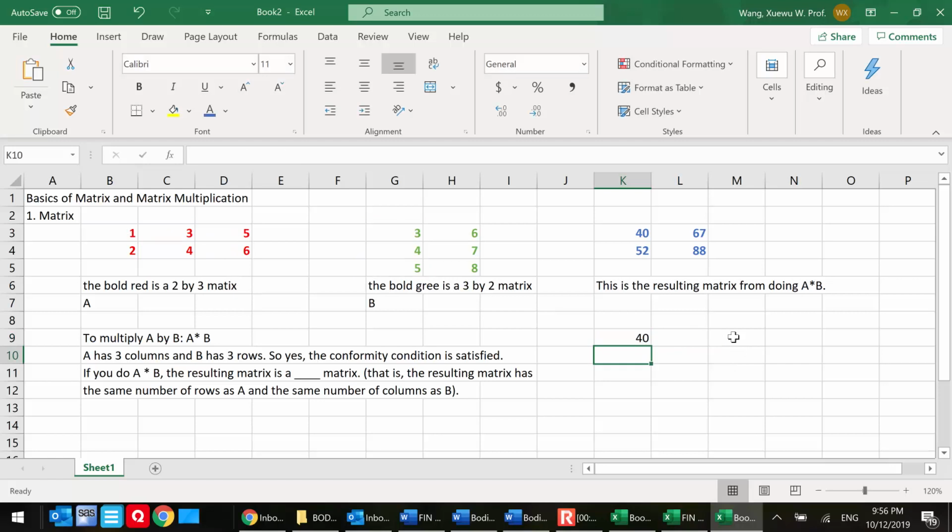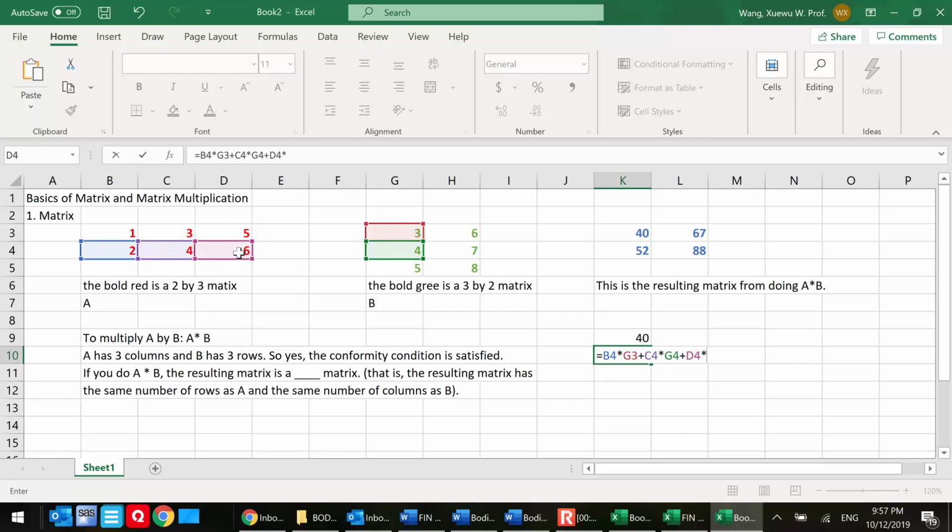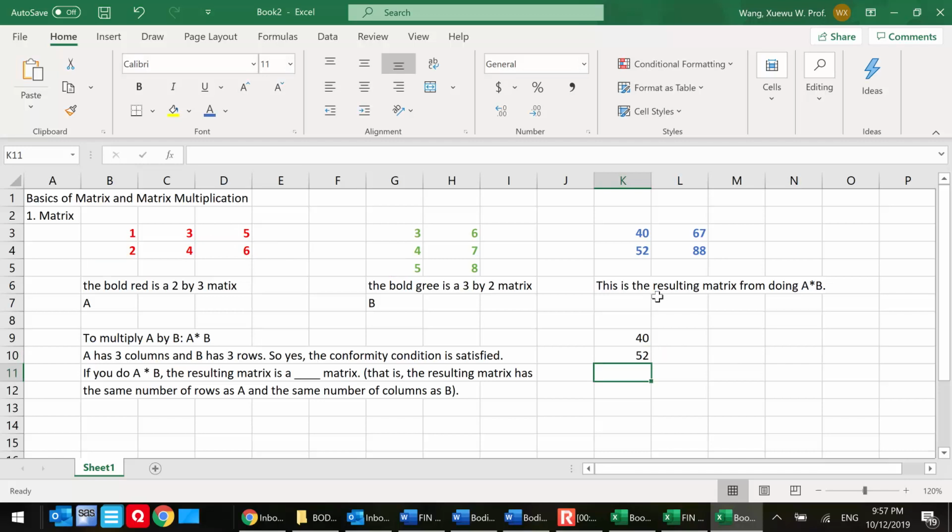Otherwise, this multiplication is not going to match. All right, so I'm going to do the second matrix element. That's going to be the second row and the first column. So I'm going to do 2 times the 3 plus 4 times the 4 plus 6 times the 5. That gets me the second matrix element, from the second row, first column. Okay, so that is my first column for the resulting matrix.